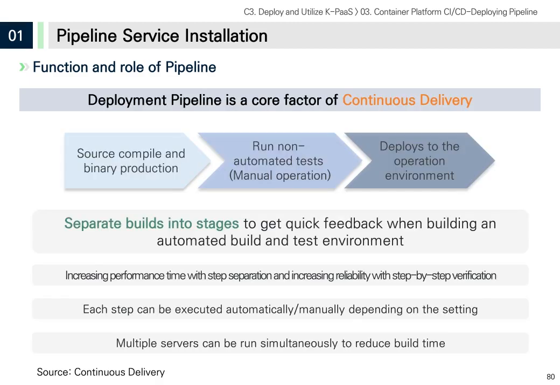The deployment pipeline is one of the key elements of CD, or continuous delivery. The idea is to automate the process of building source compiles and binaries, running non-automatable tests, and finally deploying to production. This allows you to get quick feedback when building automated build and test environments. The separation of steps increases execution speed, and step-by-step verification increases confidence. Each step can be run automatically or manually depending on your settings, and can be executed on multiple servers simultaneously to speed up build time.